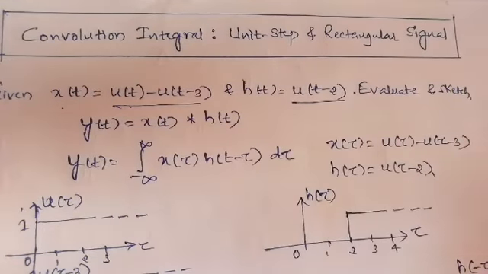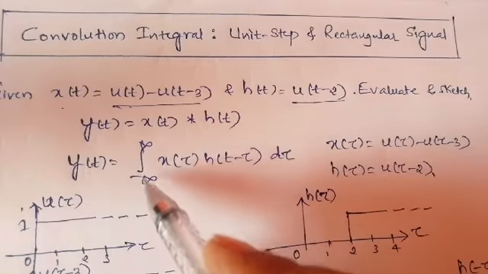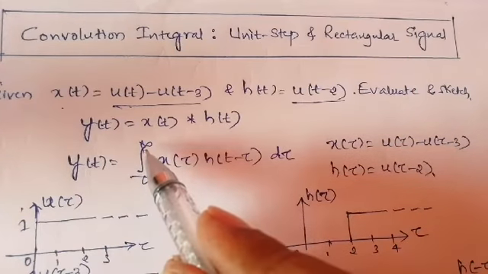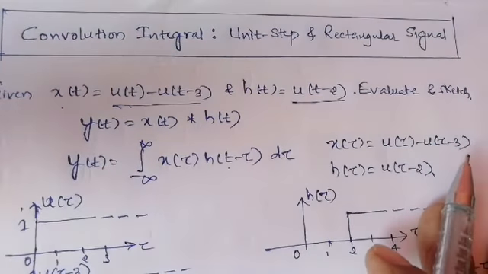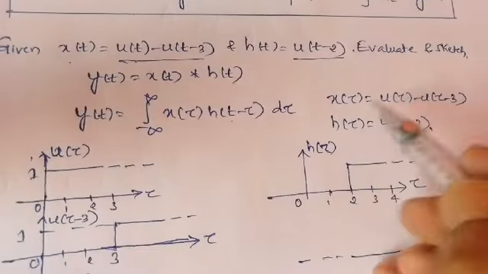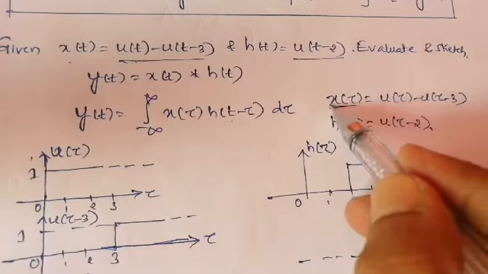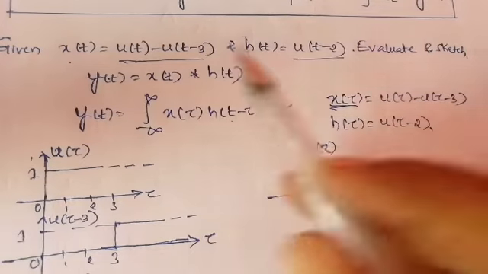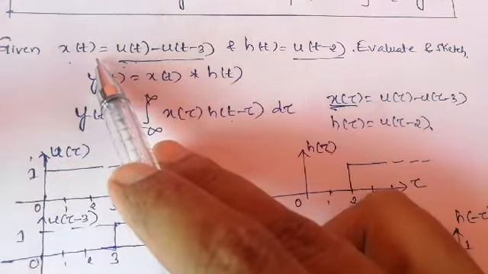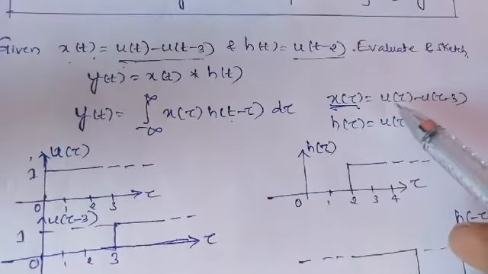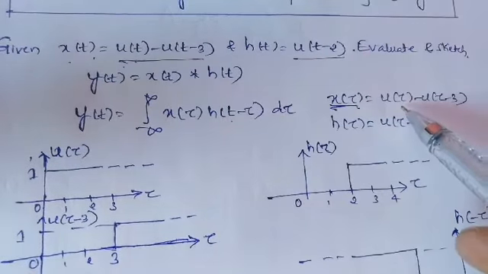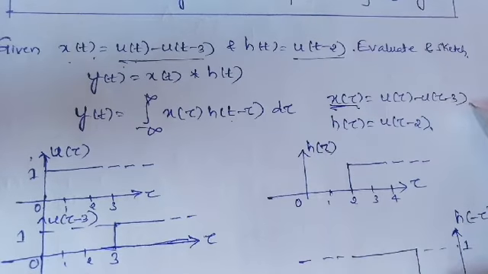So we have the formula y(t) = integration over the limits minus infinity to plus infinity of x(tau) h(t minus tau). Let us discuss step by step. First I will sketch x(tau). I am going to represent the given signal in terms of index tau. Wherever t is there, replace it by tau. That is, we are getting x(tau) = u(tau) - u(tau-3).